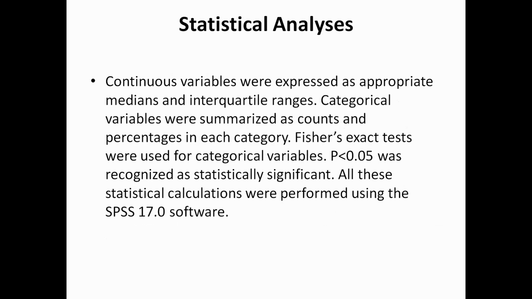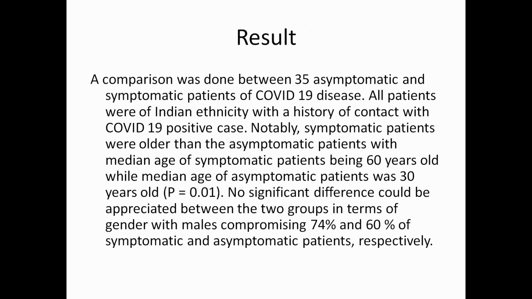Statistical analysis: data were expressed as appropriate means and interquartile ranges. Categorical variables were summarized as counts and percentages in each category. Fisher's exact test was used for categorical variables. P less than 0.05 was recognized as statistically significant. All these statistical calculations were performed using SPSS 17 software.